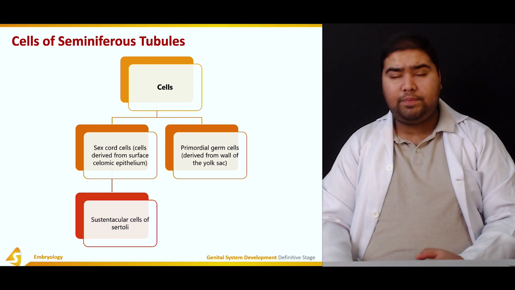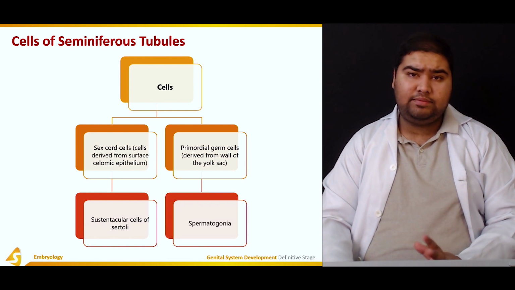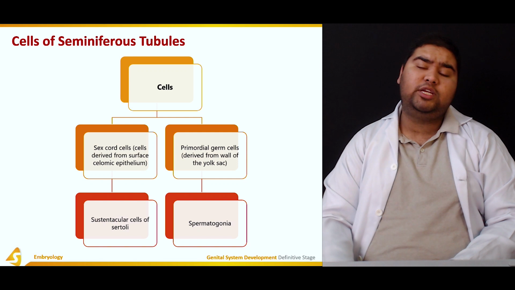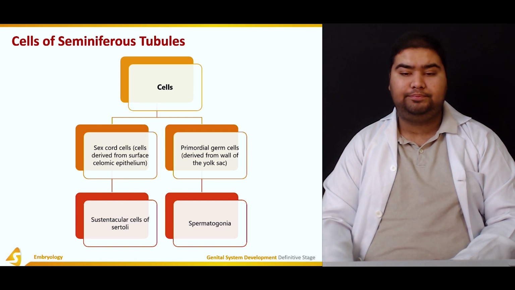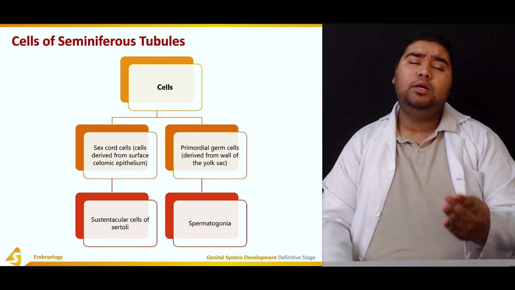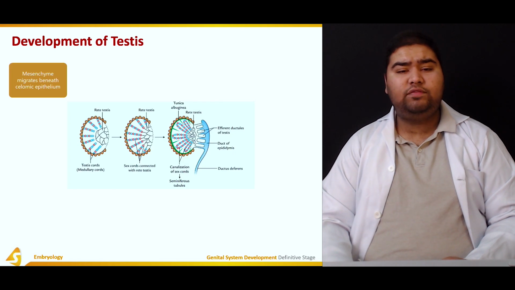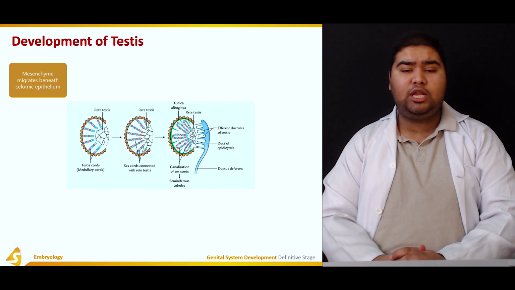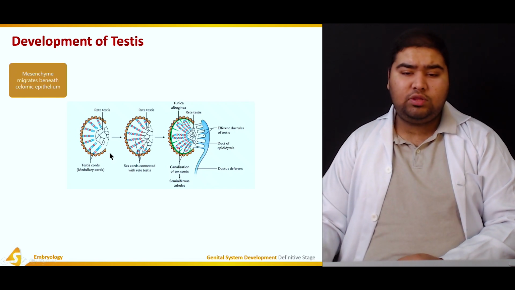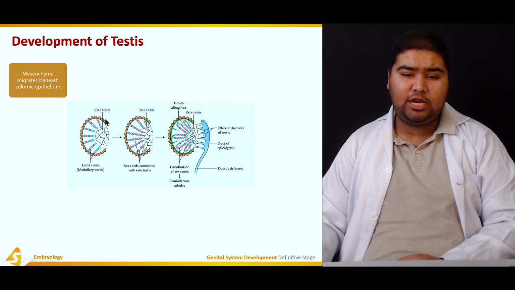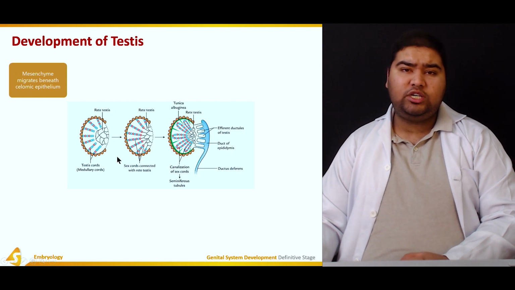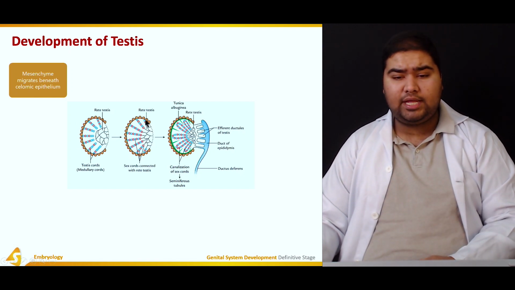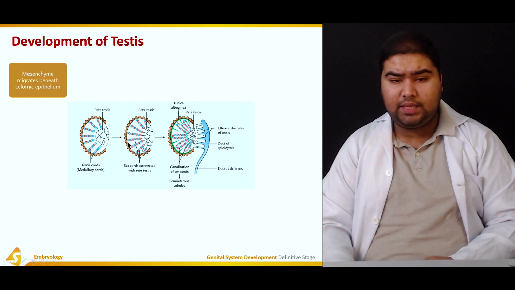These are the primordial germ cells. They are responsible for the formation of spermatogonia. So, moving on with the development of the testes, the mesenchyme migrates beneath the coelomic epithelium. So this in brown is the coelomic epithelium. Now what happens? The mesenchyme migrates below the coelomic epithelium.